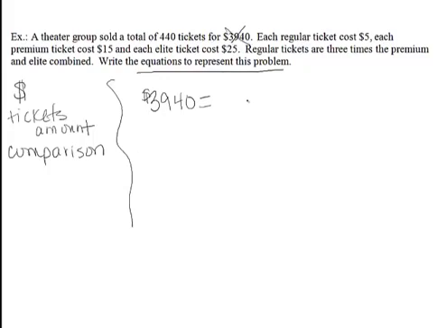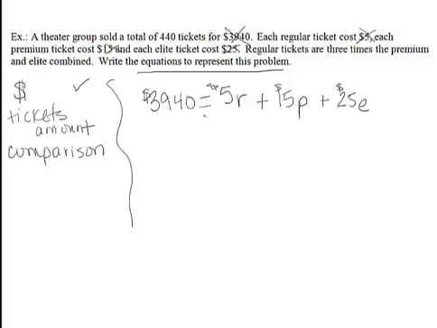Now where else is there money in this problem? Okay, 5, 15, and 25. So it's 5 per regular, so I'm going to put times R, $5 for every regular. And then another $15 per premium. I'm going to use P for premium. And then $25 per elite. All right. And so I did the equation dealing with money.